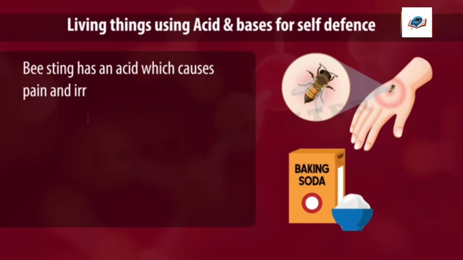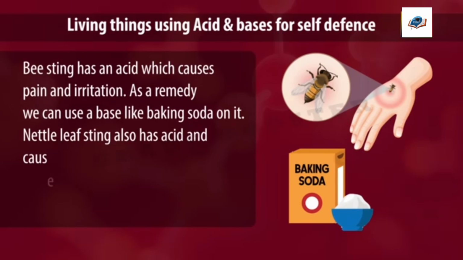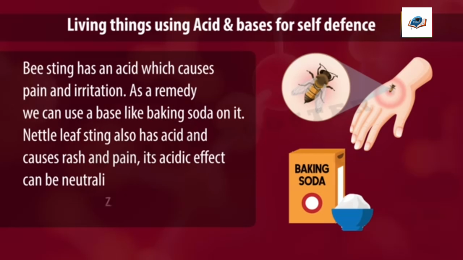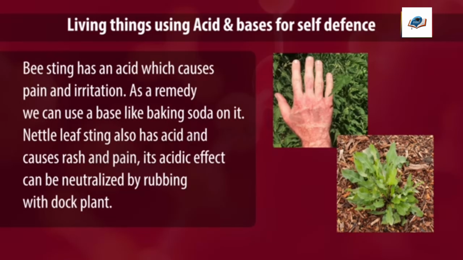Certain living things use acids and bases for their defense. For example, a bee sting has an acid which causes pain and irritation. So as a remedy, we can use a base like baking soda. For a bee sting, we can apply some baking soda to reduce the action of that acid. In the same way, a nettle leaf sting also has an acid and causes rash and pain. Its acidic effect can be neutralized by rubbing that area with a dock plant.